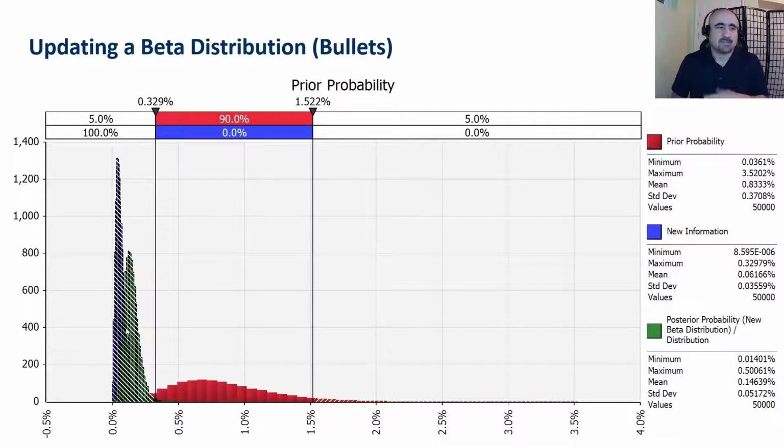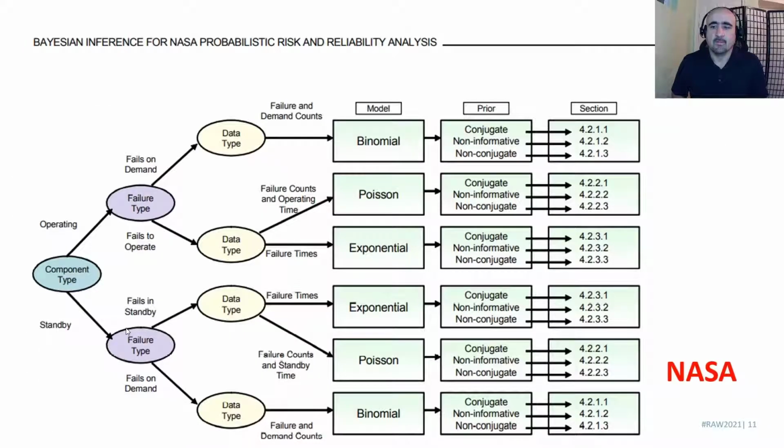Now for Bayesian statistics, that was a simple updating, Bayesian updating. You see, it's not necessarily complicated. But this was a simple example. Now, NASA is a very serious organization about risk management, and they have some fantastic open access quantitative risk management literature that you can just download from the net, including Bayesian Inference for NASA probabilistic risk and reliability analysis.